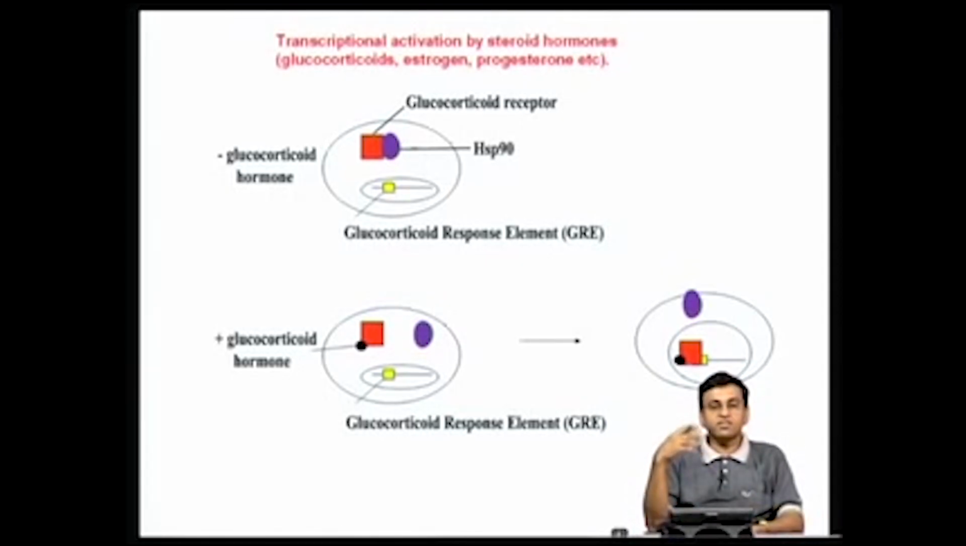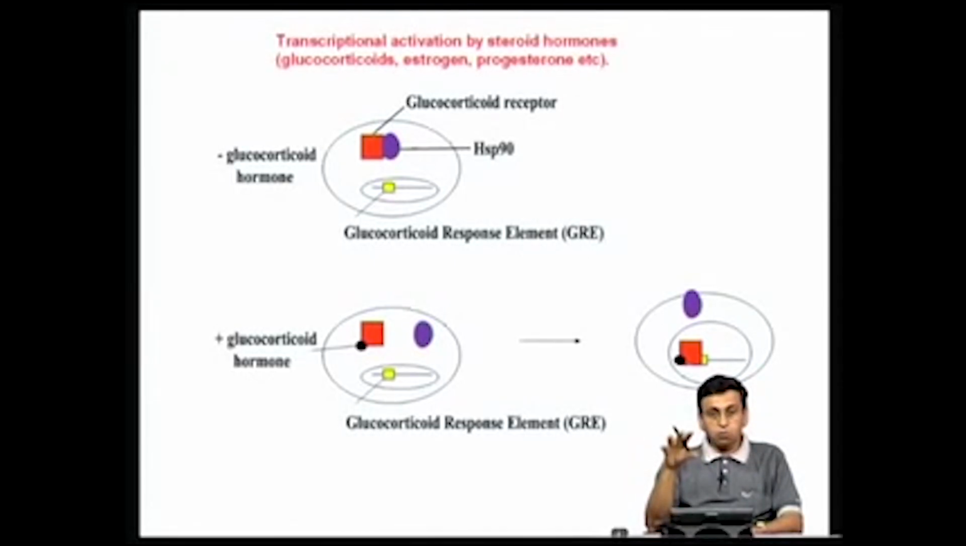The most versatile or the most well studied example of inducible gene expression in higher eukaryotes is the mechanism by which genes are activated by various steroid hormones. Now you know there are many steroid hormones. Steroid hormones are nothing but very small hydrophobic molecules. For example, you have glucocorticoids, progesterone, estrogen, androgens, mineralocorticoids. These are all called steroid hormones.